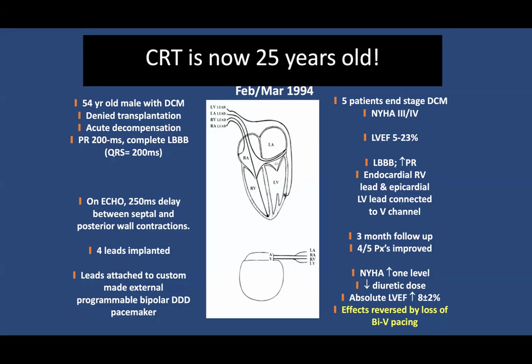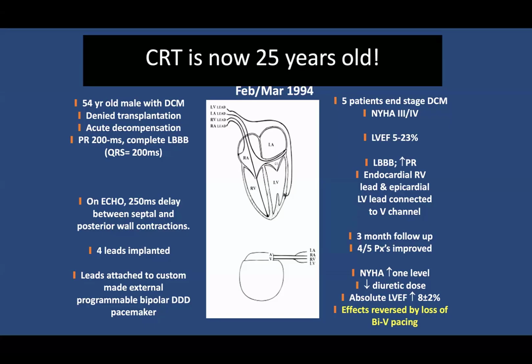And in order to deliver CRT, this patient received 4 leads, almost in a temporary pacing configuration initially. And the leads were attached to a custom-made external programmable bipolar dual chamber pacemaker. There was a Y connector used to connect both atrial leads and a Y connector used to connect both ventricular leads in order to fit into the socket that was involved.